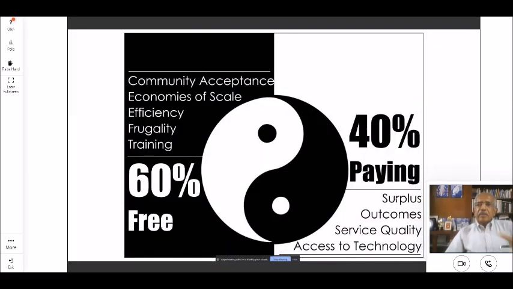So having this model of paying and free patients is actually very fundamental to this model. I don't think it will work if you don't have the free patients. It is so integral to us. It's the free patients that give us the community trust, the economy of scale, the efficiency, the whole frugal mindset across the system, not to waste anything. All of that comes out of serving the poor, and to us, that's very important.